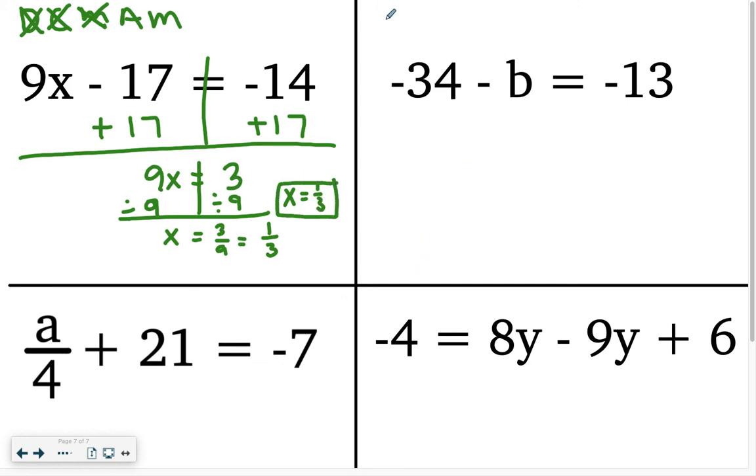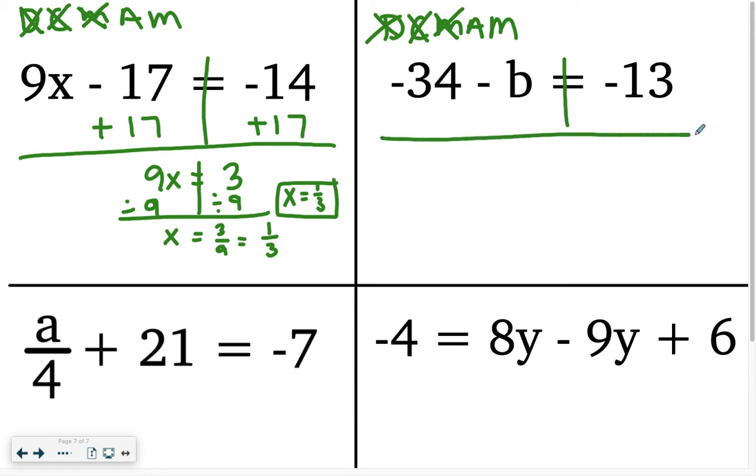All right. Next problem, don't call me after midnight. I know I keep saying it over and over. It's to help you guys really get that in your head. There's nothing to distribute, no terms to combine, no variables to move from one side to the other. So I start by adding 34 because it's the number on the same side as my variable. I'm left with negative b.